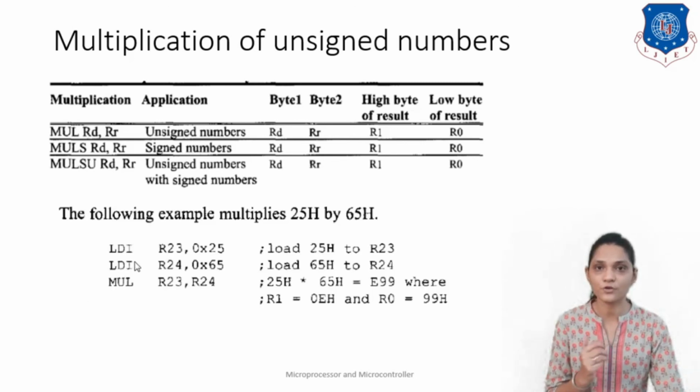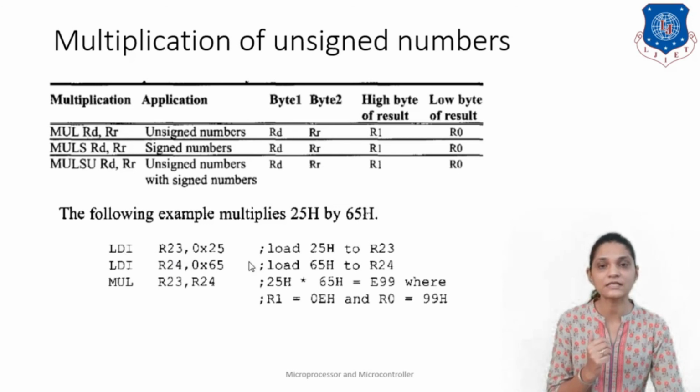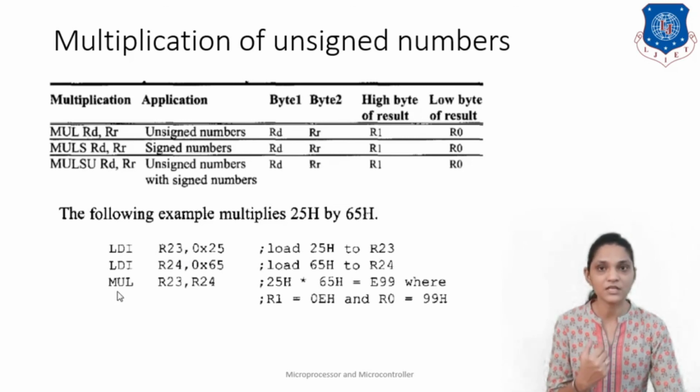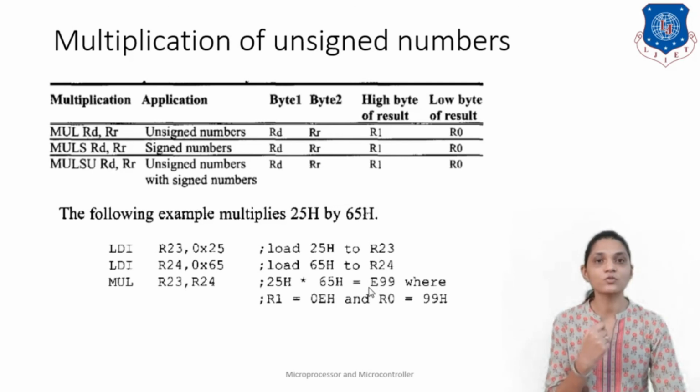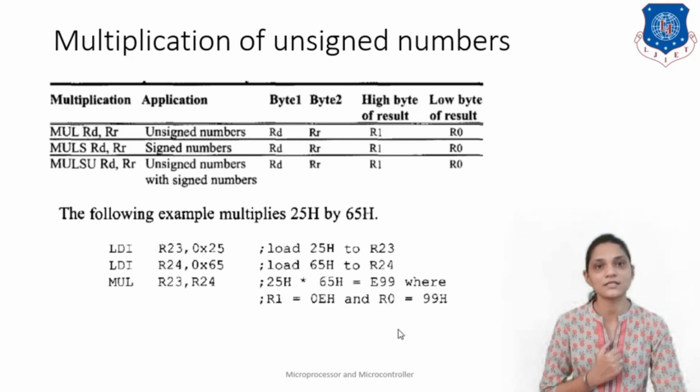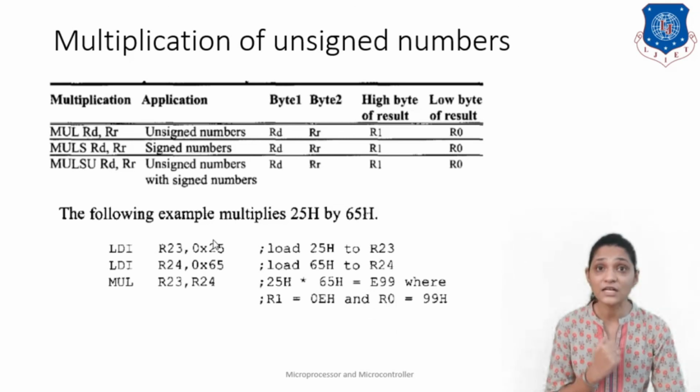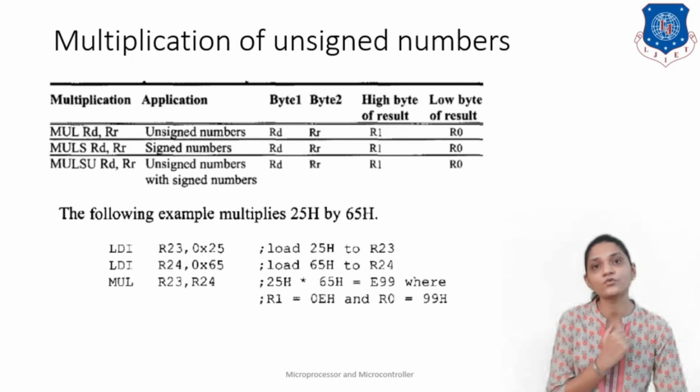For example, if we have the content 25 inside the register R23, and R24 has the content 65, then for unsigned multiplication we can use the instruction MUL R23, R24. So multiplication of the contents of R23 and R24 is going to be done. The result will be 0E99. From this, the higher byte, that is 0E, is going to be stored inside the register R1, and the lower byte, that is 99, is going to be stored inside the register R0. Okay, so this is the multiplication of the contents of two registers inside the AVR controller.